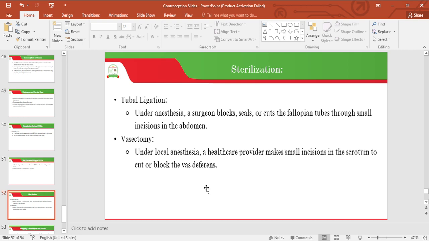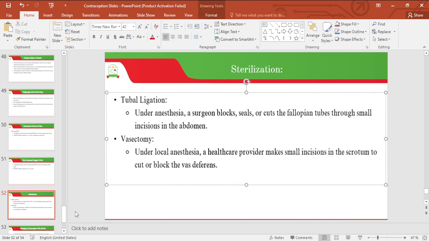Sterilization. For sterilization, tubal ligation means that the client will be given anesthesia. Then the surgeon blocks, seals or cuts off the fallopian tubes through small incisions made in the abdomen. Then vasectomy is done under local anesthesia. The healthcare provider makes a small incision in the scrotum to cut or block the vas deferens.